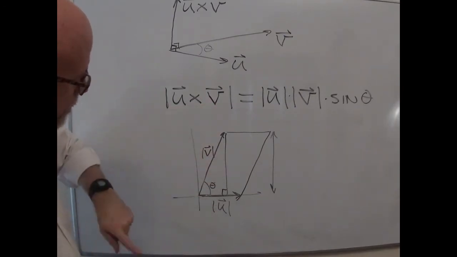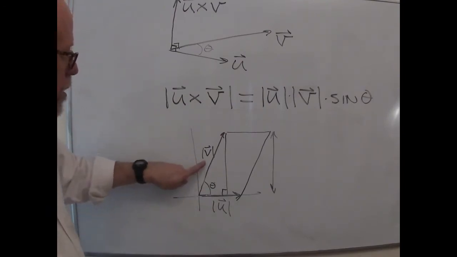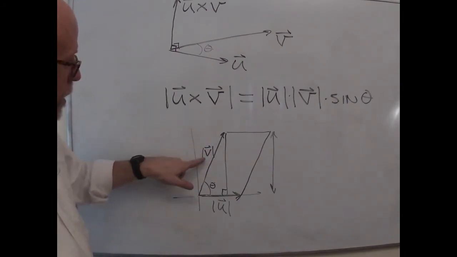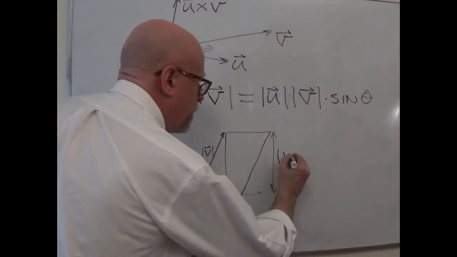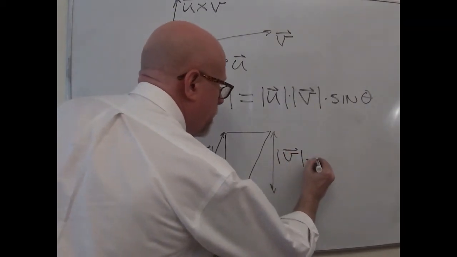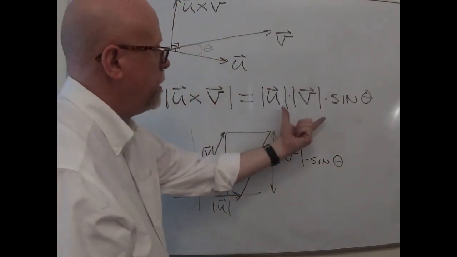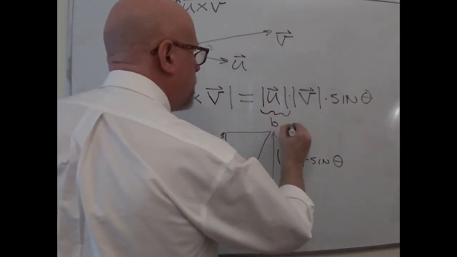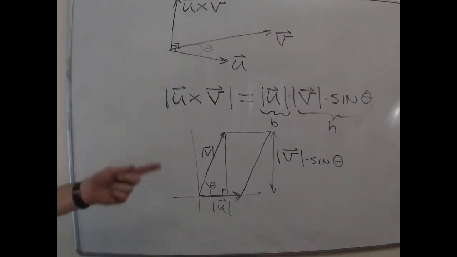And that is just, well, it's the side opposite theta, so that's the sine of the angle, except scaled by this, because the hypotenuse isn't 1, it's the length of v. So this height I've been talking about is length of v times the sine of theta. There's the base, this part's the height. The product of the two together gives you the area of that parallelogram.